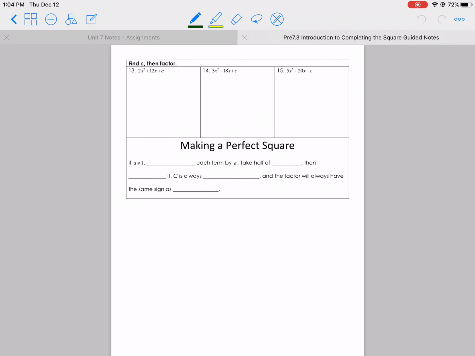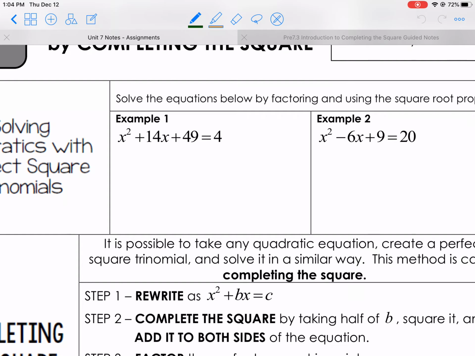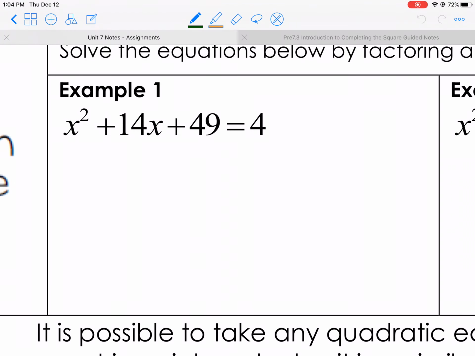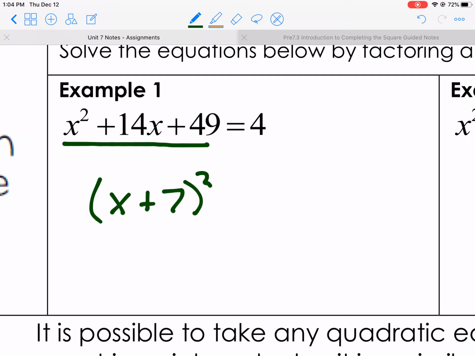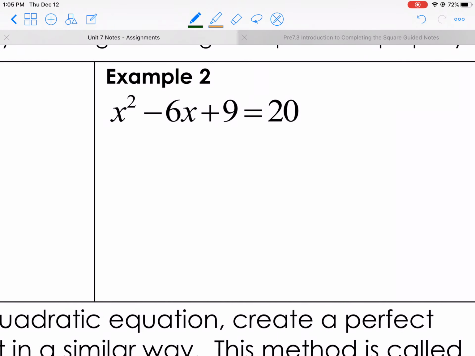Okay, let's head over to the 7-3 notes. On these first two problems, and we don't generally see problems like this, they already have a perfect square trinomial. So this one already by itself equals x plus 7 squared. See how 7 is half of 14 and 7 squared is 49. All of those pieces fit, equals 4, right? This one, they've already built it, so I'm not going to move things around.